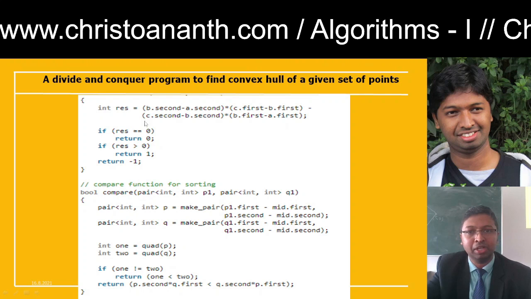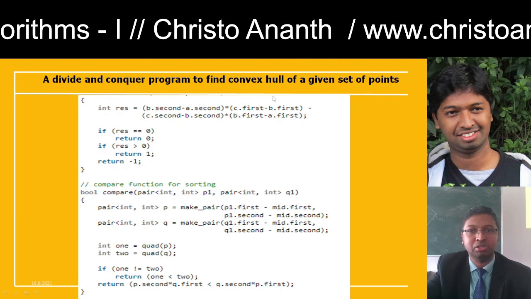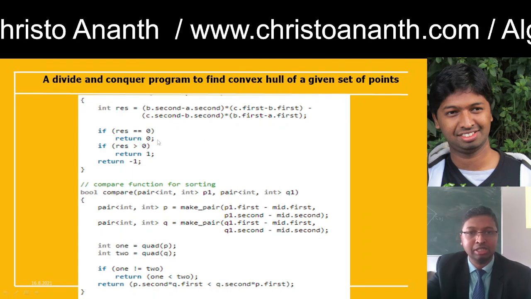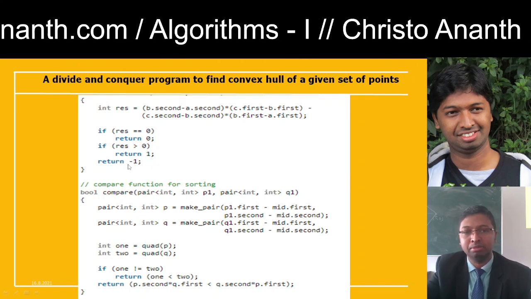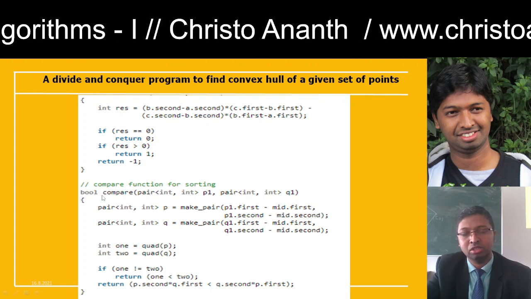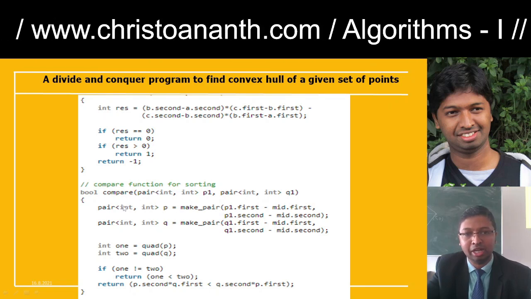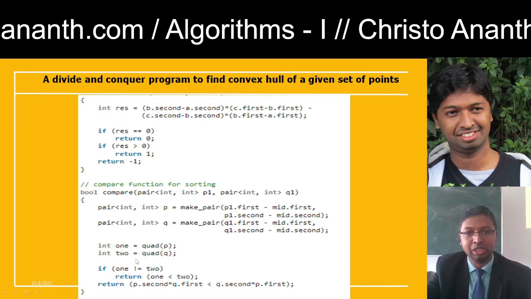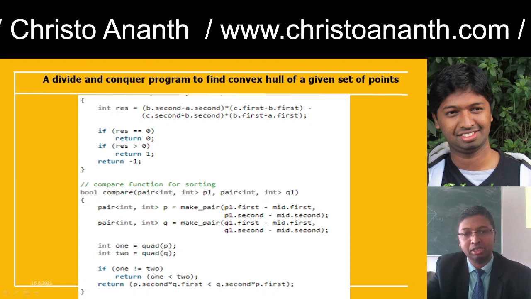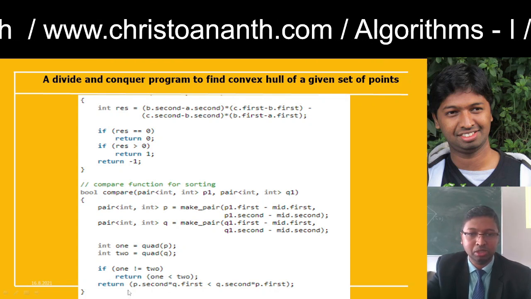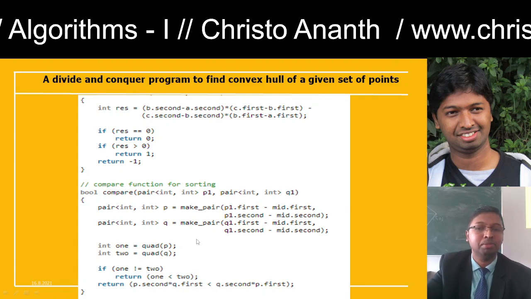So you find the resulting function: b.second minus a.second multiplied by c.first minus b.first. You compute this, and if the result is equal to 0, then return 0. Greater than 0 means you return 1. Otherwise you go with return minus 1. And you compare the function for sorting. So bool compare with pair<int, int> p1 and q1. You have the pair with the case of this function: one equal to quad of p, two equal to quad of q. If one is not equal to two, return one less than two, and you return p.second multiplied by q.first less than q.second multiplied by p.first.